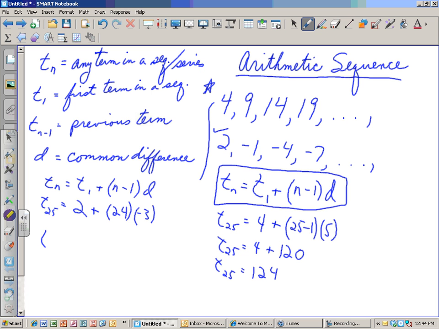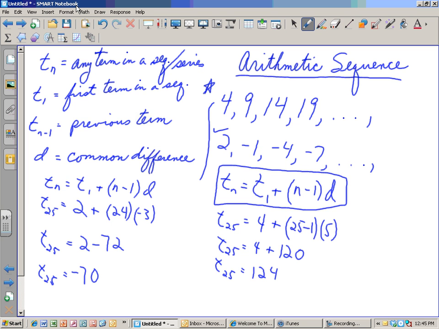Okay? So the 25th term then is equal to 2 minus 24 times 3. And so the 25th term is negative 70 of that second sequence. All right? That's how that formula works. Any questions? All right.